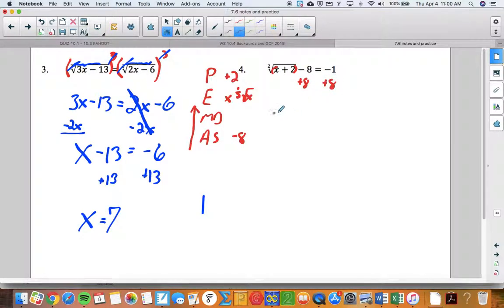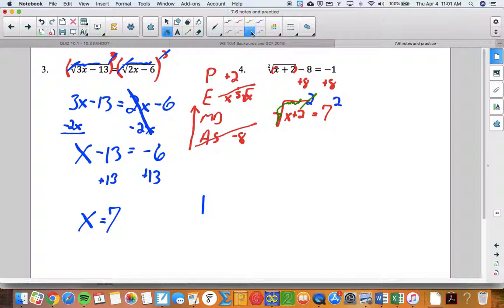So we get the square root of x plus 2 equals 7. So I've undone this. Now I have to undo square rooting. And I undo square rooting by squaring. So I'm going to square the left side. That means I have to square the right side of the equal sign. And again, when I square the left side, it undoes the whole square root.